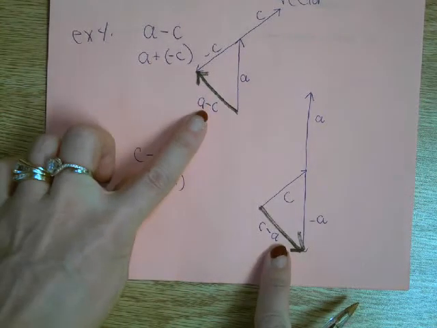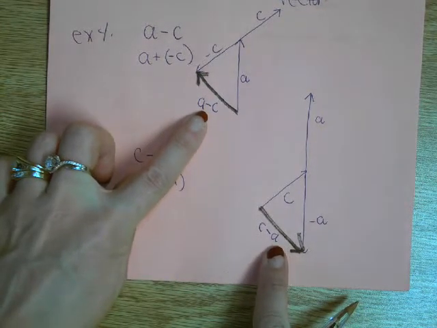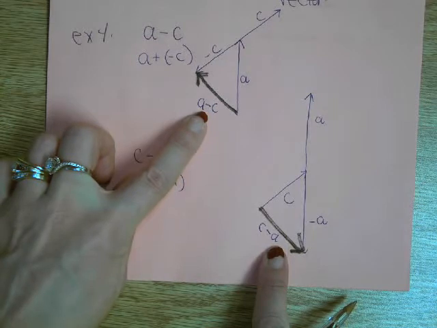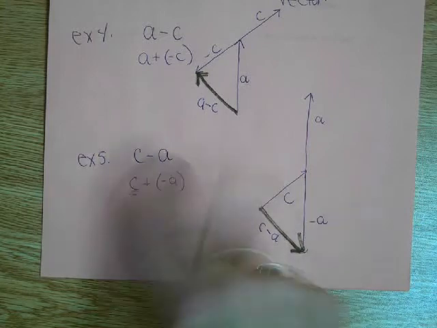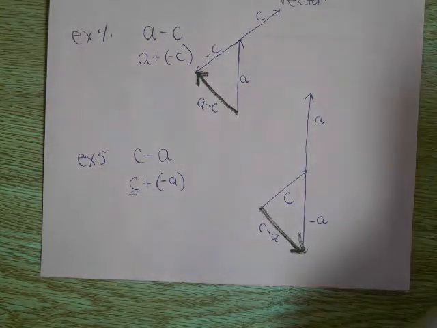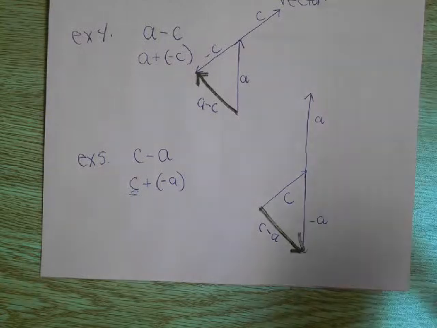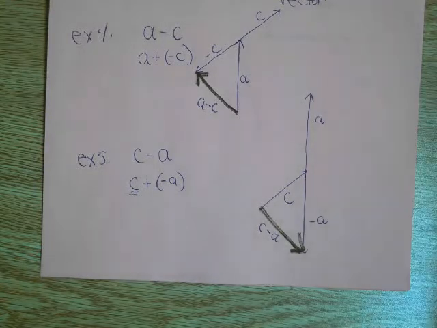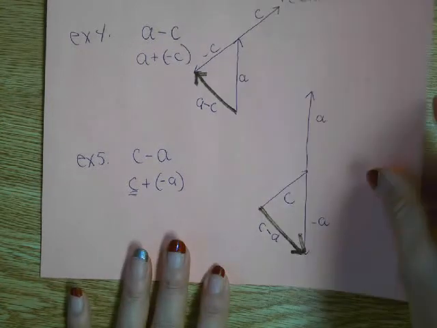How do my two vectors compare, my two answers, A minus C and C minus A? Yeah, same magnitude but opposite direction. So it's not commutative. Subtraction is going to make it go in the opposite direction. So far so good? Adding and subtracting, we can do that. Now can we multiply?